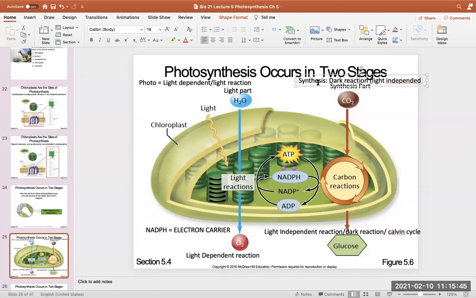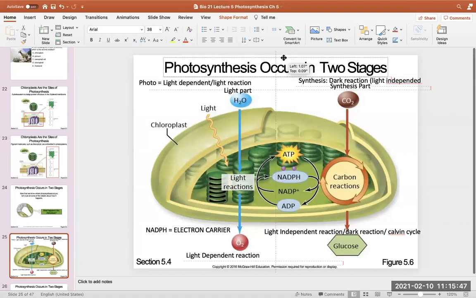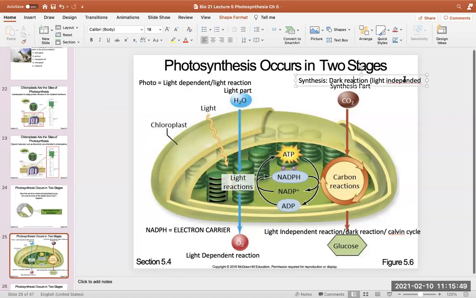I need more space. So synthesis part is this. Light part is this. So this is light dependent reaction. It's going to need light. Dark reaction or synthesis part, it's not going to need light. It happens during the day, but it does not use light. That's what it means. It does not use light.